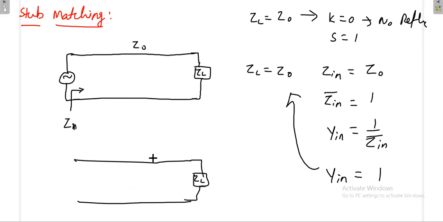Now I'm going to introduce a section of the transmission line like this. I am taking some portion of the transmission line, in a short circuit format, because a section of the transmission line is called a stub. Now, two things are very important. This is the stub. What is the position of the stub? Position means, from the load, how far is your stub? That is the position or location of the stub.